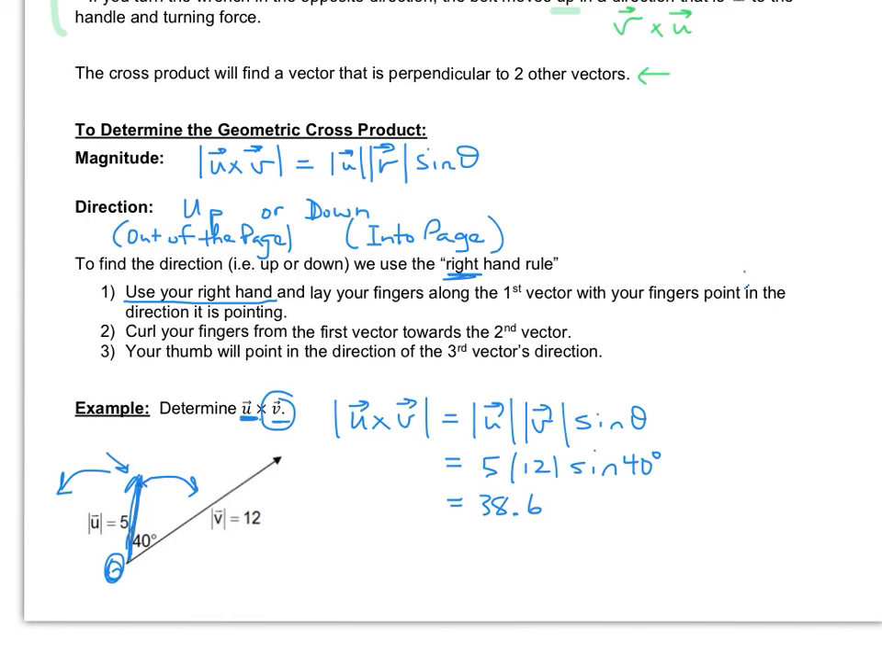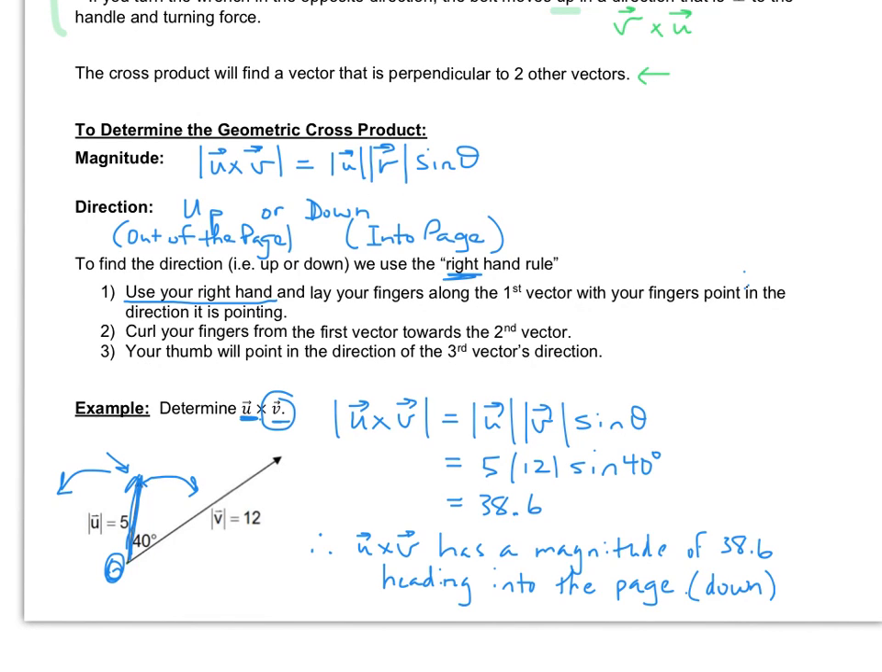And we have the direction of into the page. I don't have context here, so when I put my therefore statement, I didn't put units with that magnitude amount. But U crossed with V has a magnitude of 38.6 heading into the page, or heading down, you can call it. All right, hopefully that is making sense for you, and some practice questions are assigned. Again, let me know if you have any problems or issues.